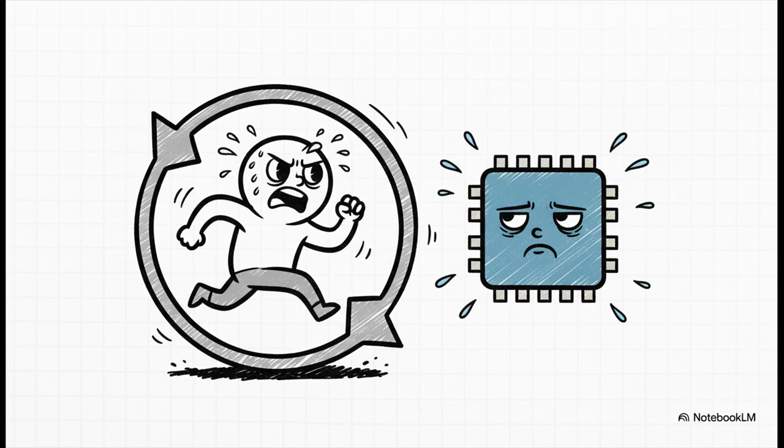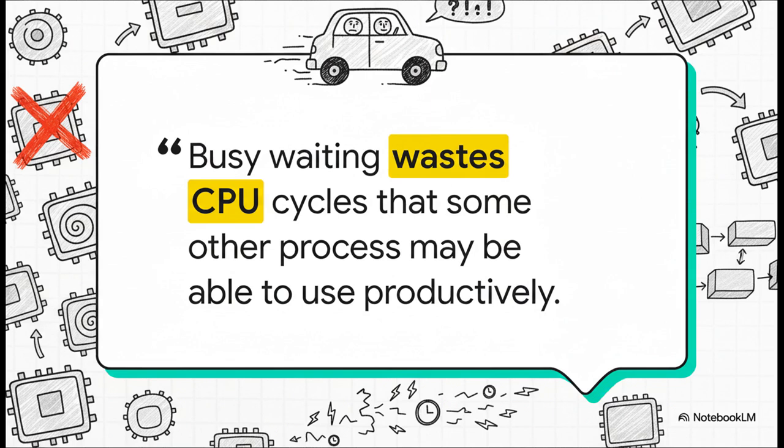Is it free yet? How about now? Is it free now? This is what we call busy waiting, or a spin lock, because the process just spins in place, doing nothing useful. And this is a huge problem. It's like a kid on a long car ride, endlessly asking, are we there yet? Are we there yet? It doesn't make the car go any faster, it just wastes energy and annoys everyone.